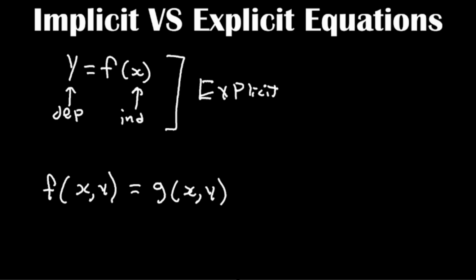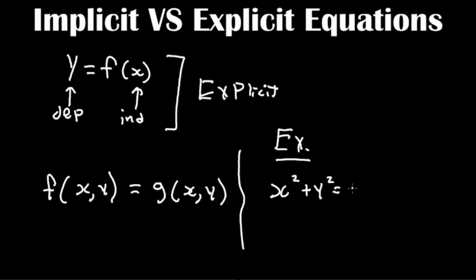Let me just give an example. Like x squared plus y squared equals 1. That is an implicit equation, because all that it really requires to be an implicit equation is that your x's and your y's are not isolated. So you can solve for x and y, but as it is written, this is implicit. So the key idea here is that implicit equations are equations where neither x nor y is isolated.